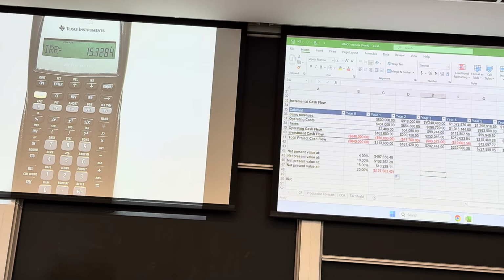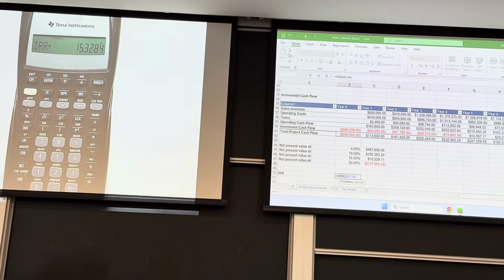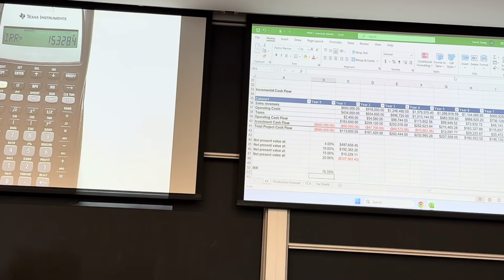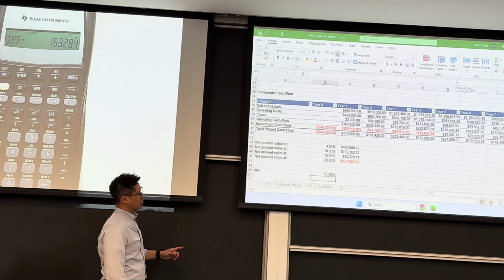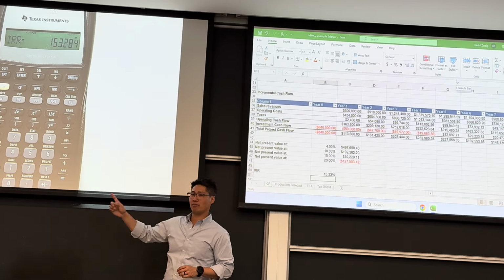Okay. In this case, in Excel, you can go equal IRR. All right, there's an Excel function for that. And you can just highlight the entire cash flow from year 0 to year 8 and enter. You can see it is 15.33, which matches what I have on my financial calculator.